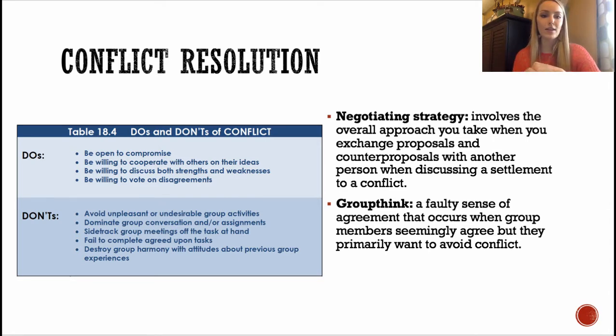And then we have groupthink here. Groupthink is a faulty sense of agreement that occurs when group members seemingly agree, but they primarily want to avoid conflict. And guys, this is bad. You want to really, really avoid groupthink. Always speak up, always be willing to enter some form of conflict, but knowing that conflict can be resolved very positively, optimistically. It doesn't have to be a Debbie Downer kind of thing. You can agree without starting a huge disagreement or conflict. So speak up when you don't agree, work through it positively, thinking about these do's and don'ts in those situations.